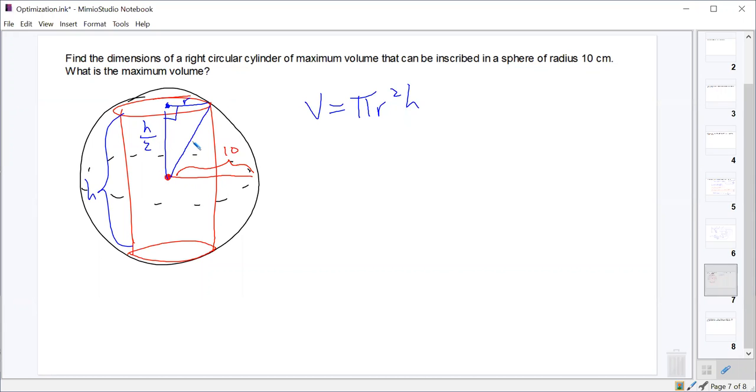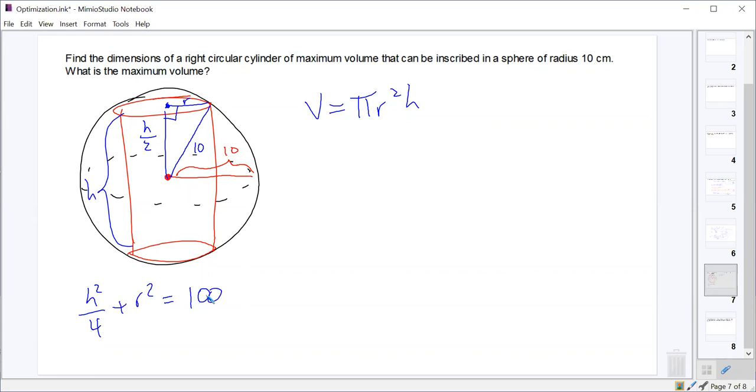And what is the hypotenuse? It is 10, right? And so we should be able to use the Pythagorean theorem here to tell us that h squared over 4 plus r squared is equal to 100. And what do we want to replace? Do you want to replace the r's or the h's? Replace the h's.